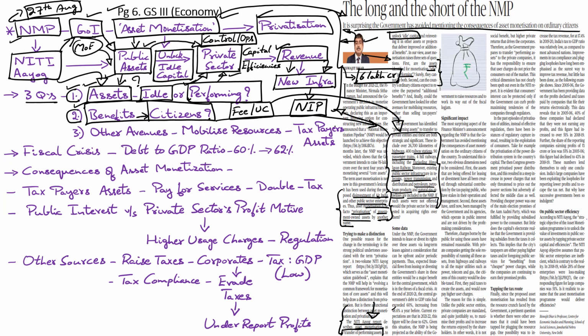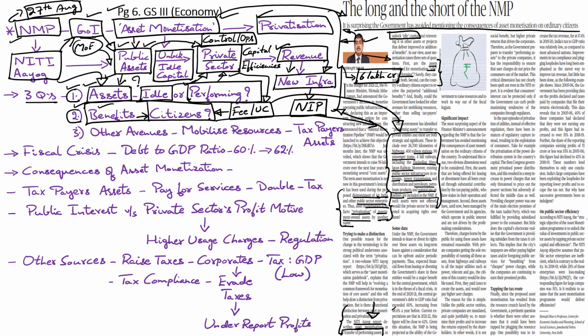So going forward, if these assets are monetized and if their control and operations are transferred to the private sector, will the fees and the user charges go up and will the citizens have to pay the higher charges that might be levied by the private sector? In that case, what would be the benefit for the citizens? Because many of these key public assets were serving a social purpose and economic purpose as well.